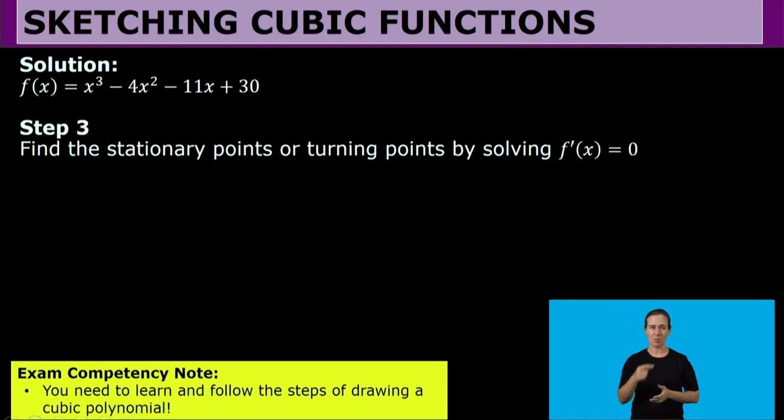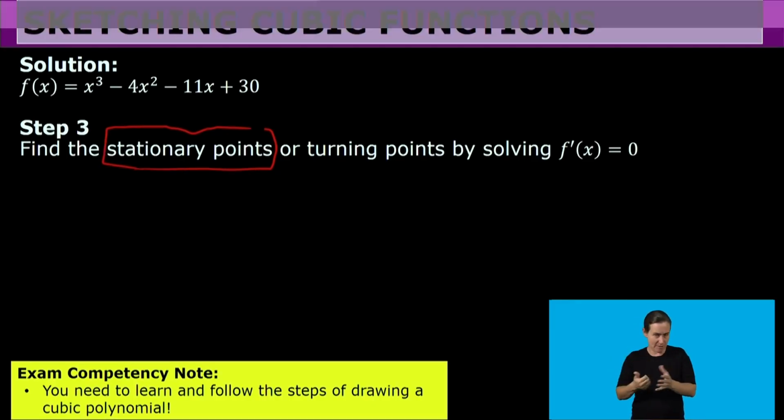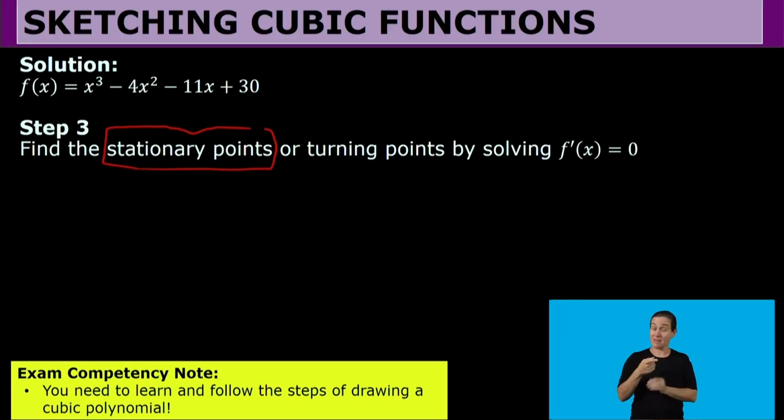Once you've found your x-intercepts and y-intercepts, we need to move on to finding stationary points. Now, another word for stationary points is turning points. And how do we find turning points in calculus? We have to take the derivative. That's something we discussed right at the beginning. Stationary points, turning points, we find the derivative. So we take the derivative of this function and we solve for x.